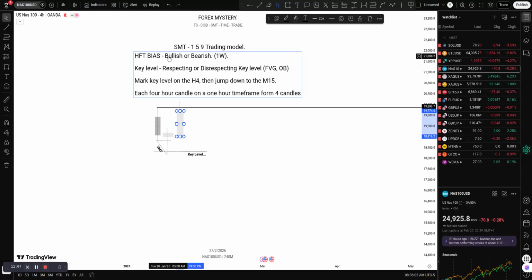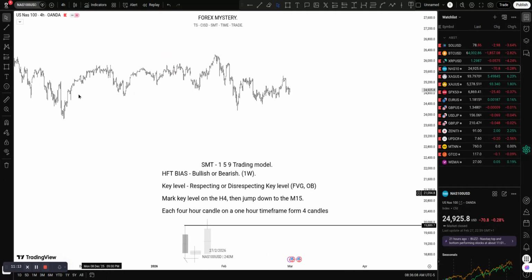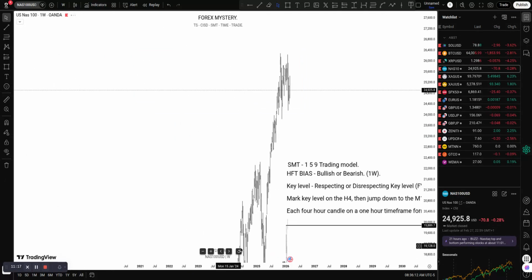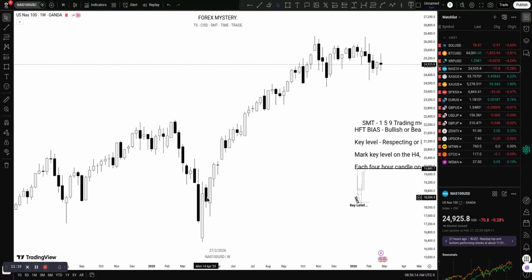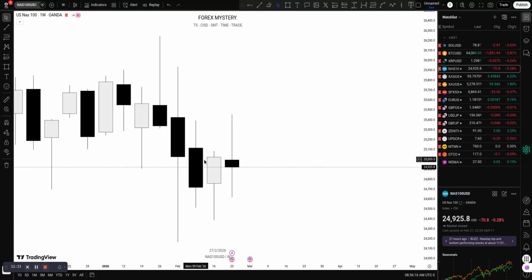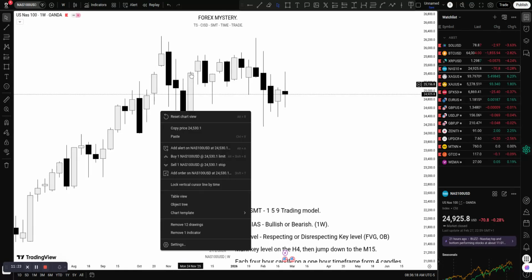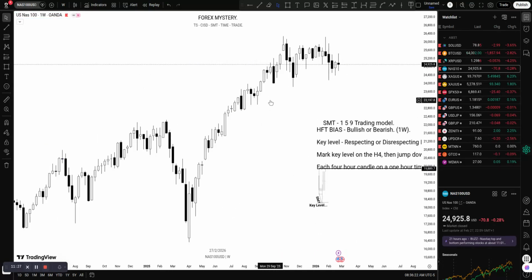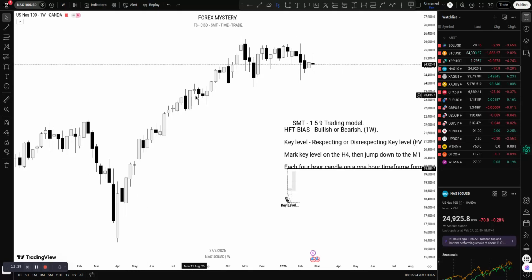What is your higher time frame buyers? Weekly bullish. All right, so we are going to do something right here. I think that is on this one. So number one, we have been seeing that, yes, we are in an uptrend on Nasdaq. Uptrend on the Nasdaq.